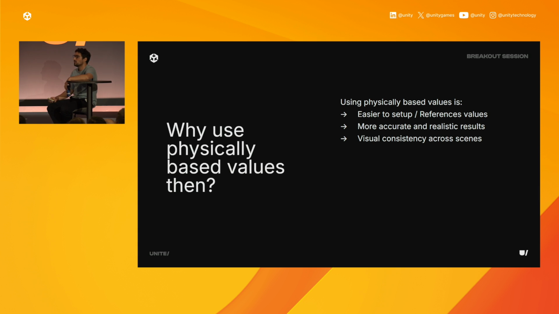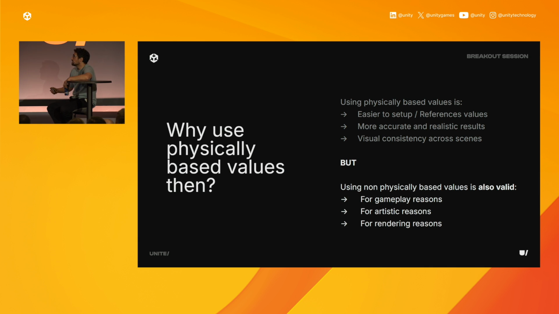For example, in the non-PBR example, I chose to divide by 30, but if another artist did the same on their scene and divided by 10 or 50 or another number, then the lighting between those scenes won't match, and there will be trouble if we try to blend those scenes. So it's easier for all of those reasons. But using non-physically based values is also valid as long as you know what you're doing.